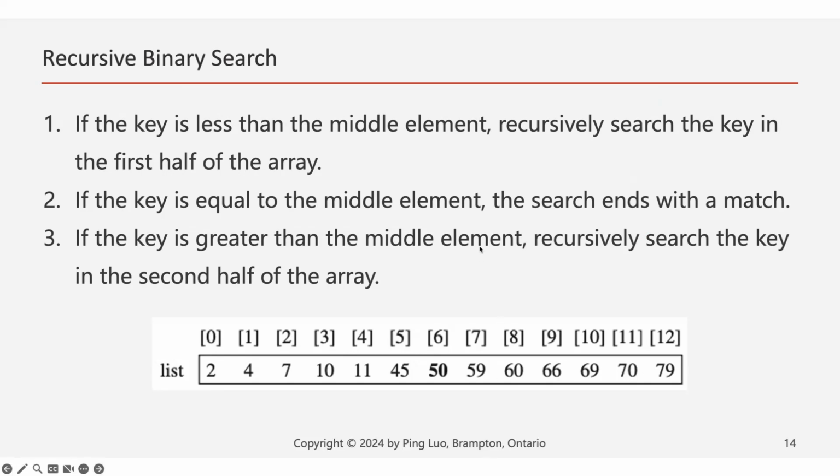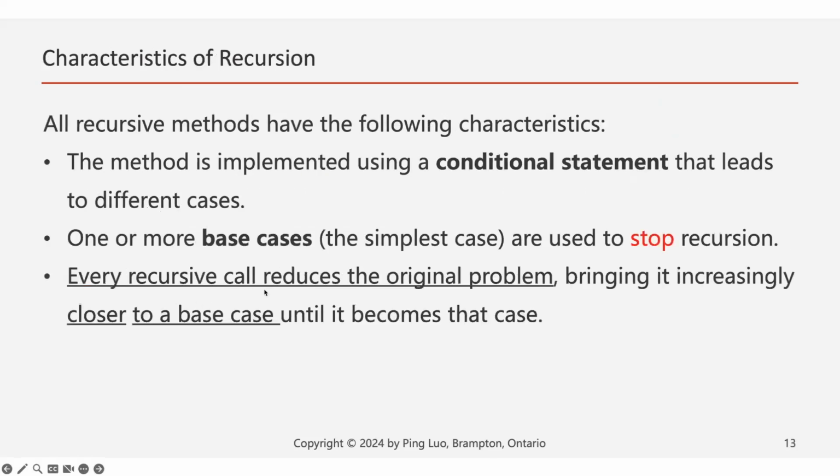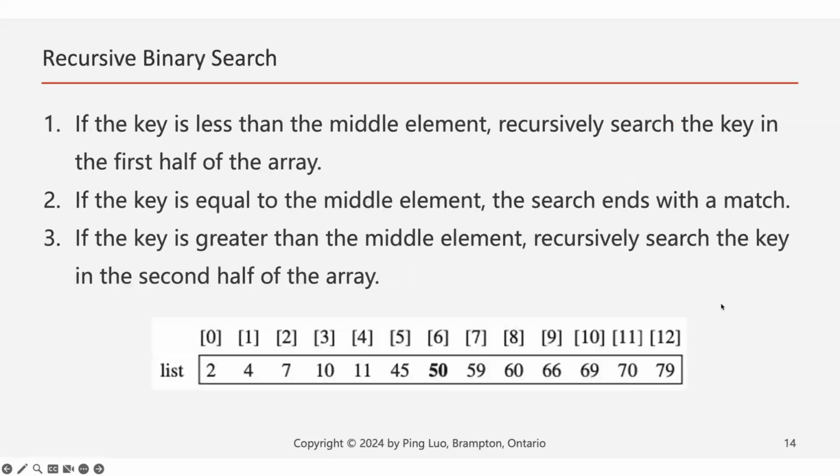So yeah, binary search, you can see it's a kind of problem that divides a huge problem into sub-problems. Each time we divide the list into two. It's like dividing a huge problem into sub-problems recursively. So it's similar to what we said here: every recursive call reduces the original problem and brings it closer to the base case.